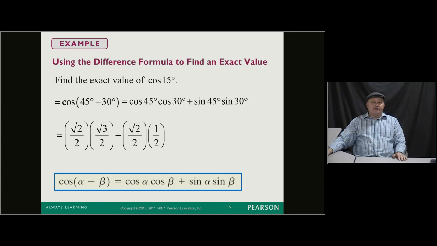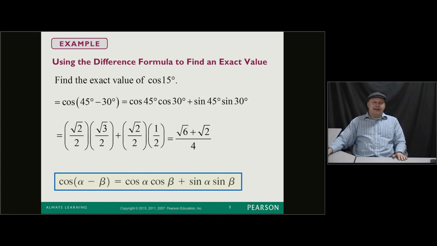And so the cosine of 45 degrees is root 2 over 2. Cosine of 30 degrees is root 3 over 2. Plus sine of 45 degrees is square root of 2 over 2. And the sine of 30 degrees is 1/2. And that turns out to be the square root of 6 plus the square root of 2 over 4.